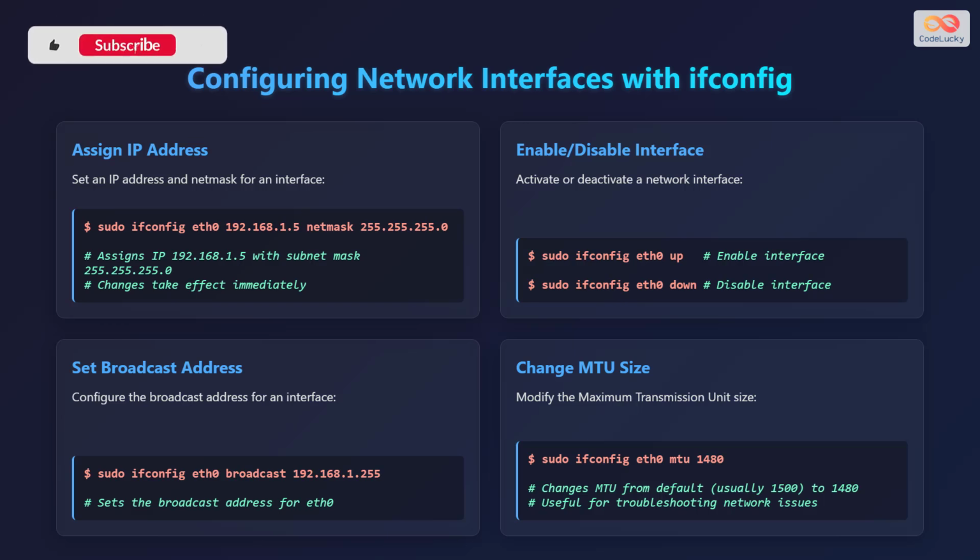Let's see how to configure network interfaces using ifconfig. To assign an IP address, use the command sudo ifconfig eth0 followed by the desired IP address and netmask. For example, you can assign the IP address 192.168.1.5 with subnet mask 255.255.255.0. This will assign the specified IP address, and the changes will take effect immediately.